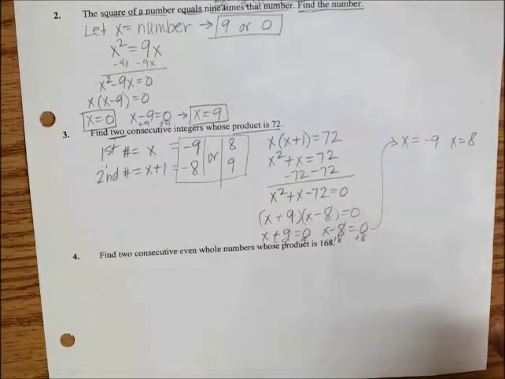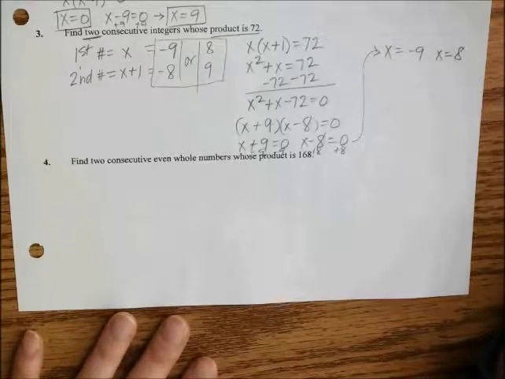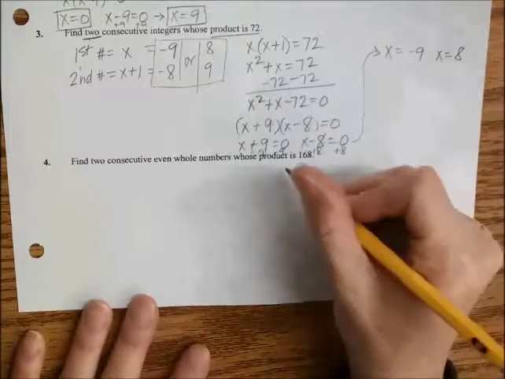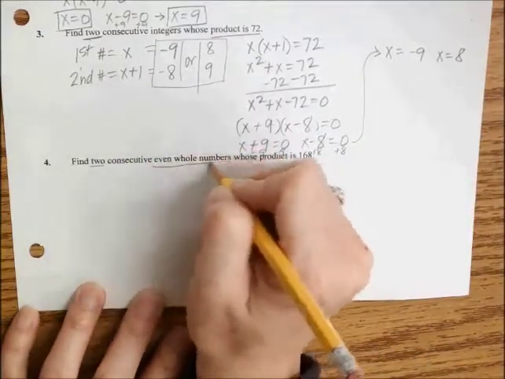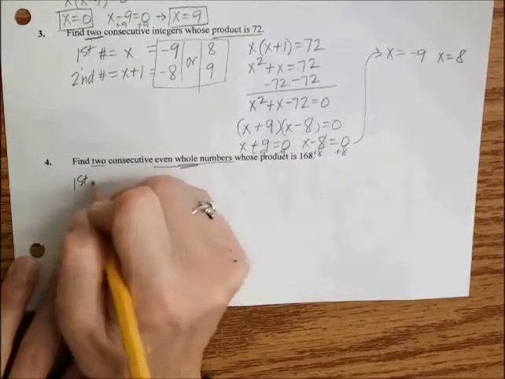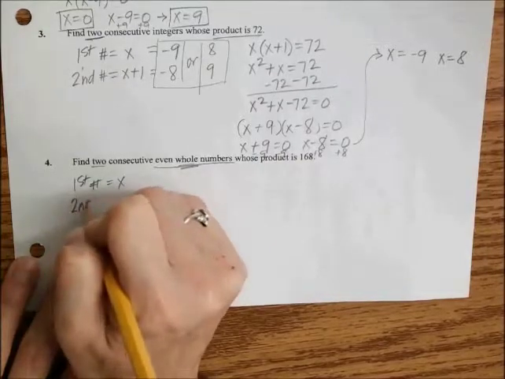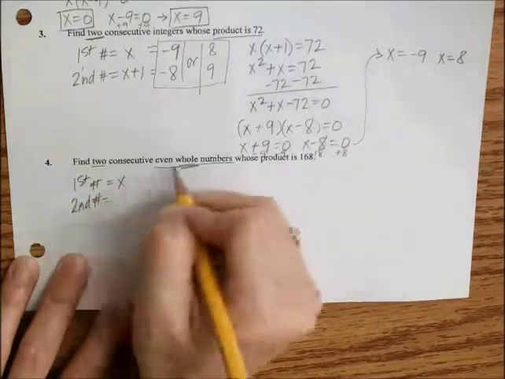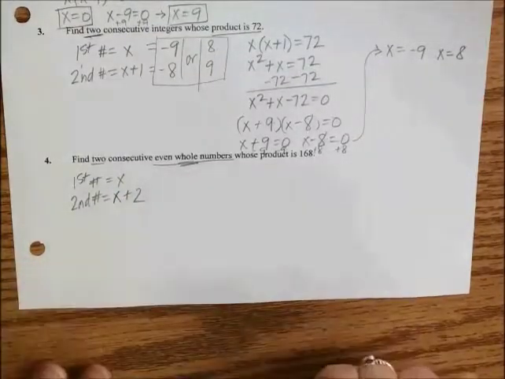All right, let's go ahead and we'll try number 4 together. So number 4, we have two consecutive even whole numbers whose product is 168. So this one is similar to number 3. We have two consecutive even whole numbers. So we do have to remember what whole represents. So we have a first number, which is x. Our second number is, it's consecutive even, so it's x plus 2. So to get from one number to the next, it's x plus 2.